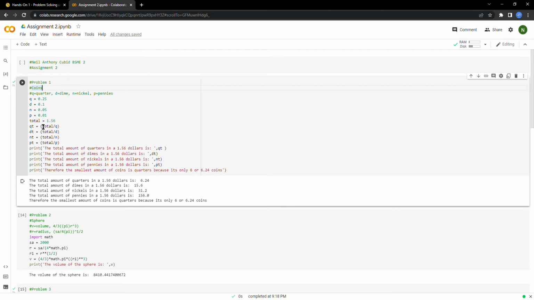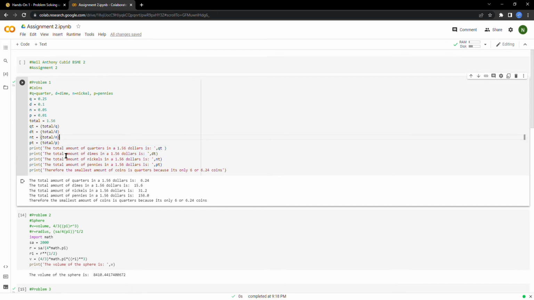So the total amount is divided by each of these 4. And we're using the print function to show the result, or to show the sentence that is put in the single quotes.